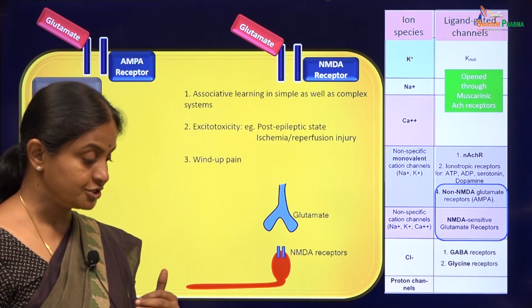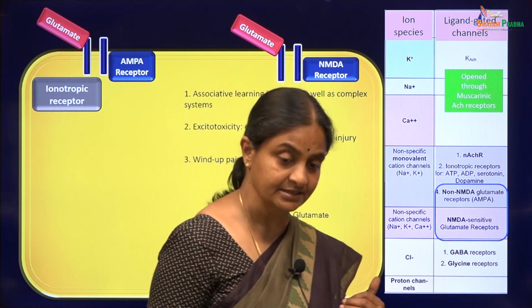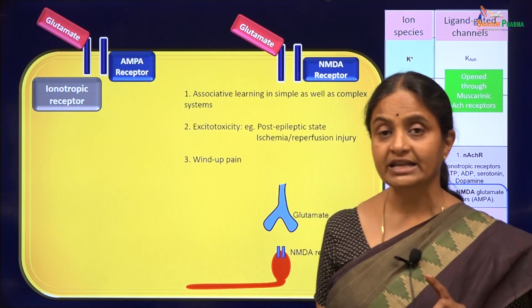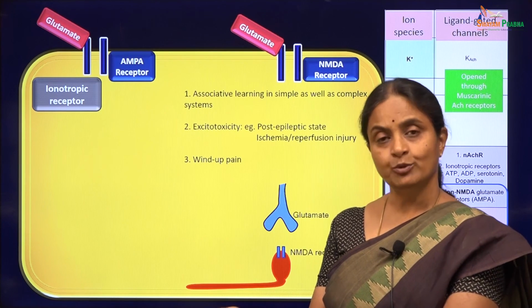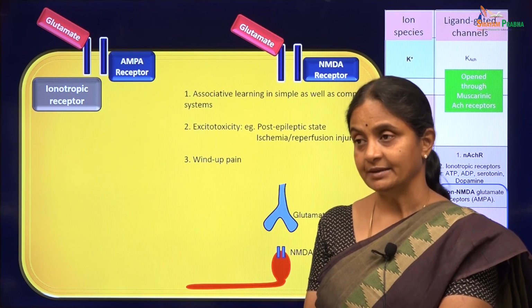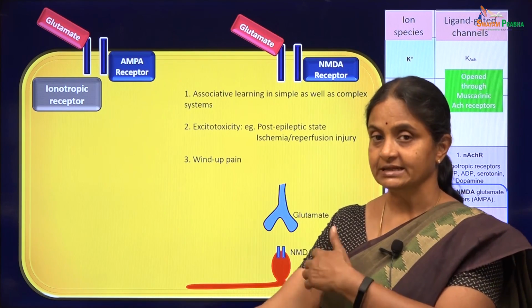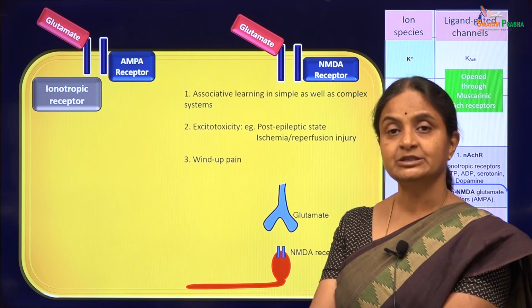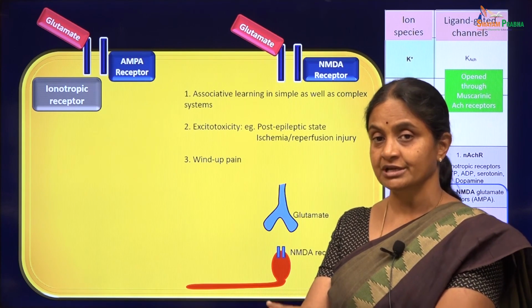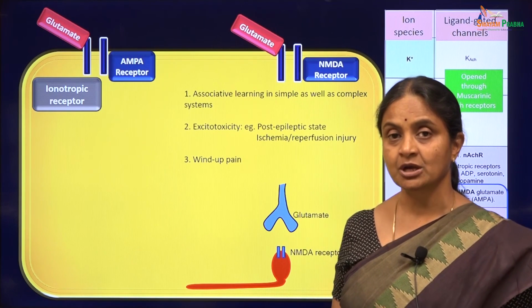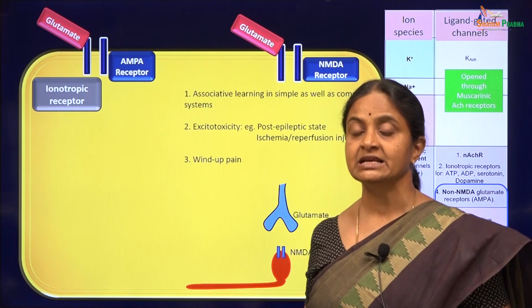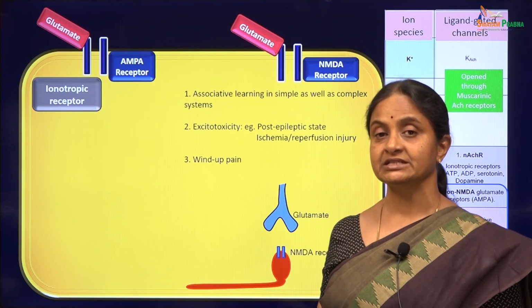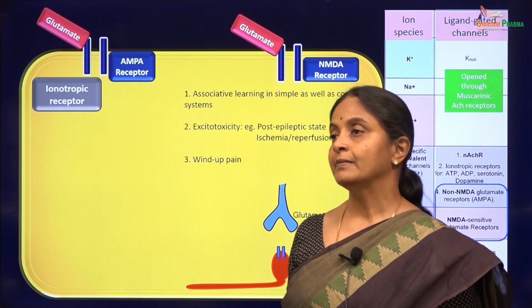A third condition where NMDA receptors are implicated is what's called wind-up pain. When you have an injury, there would be pain in that region, but sometimes you get hyperalgesia, you get enhanced pain not only in the region of injury but also around that region, what's called wind-up pain. The phenomenon responsible for this is activation of NMDA receptors in the spinal cord.